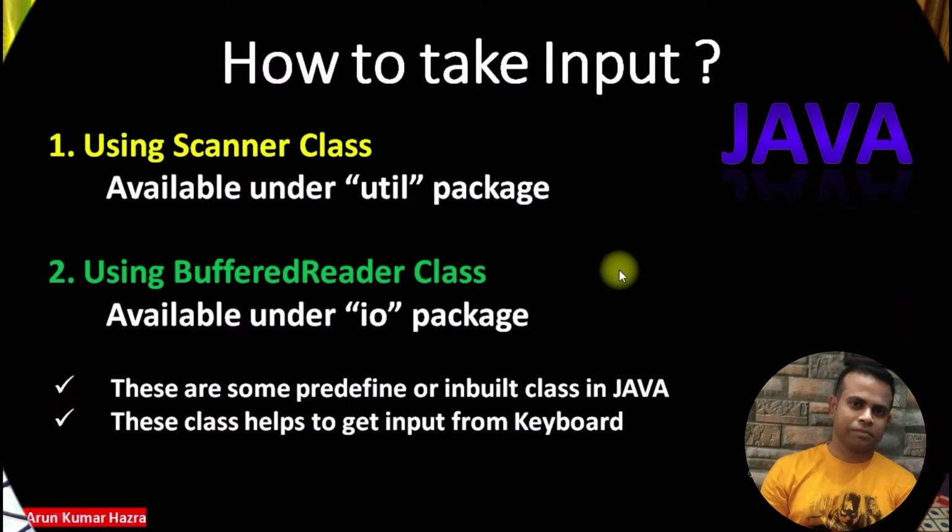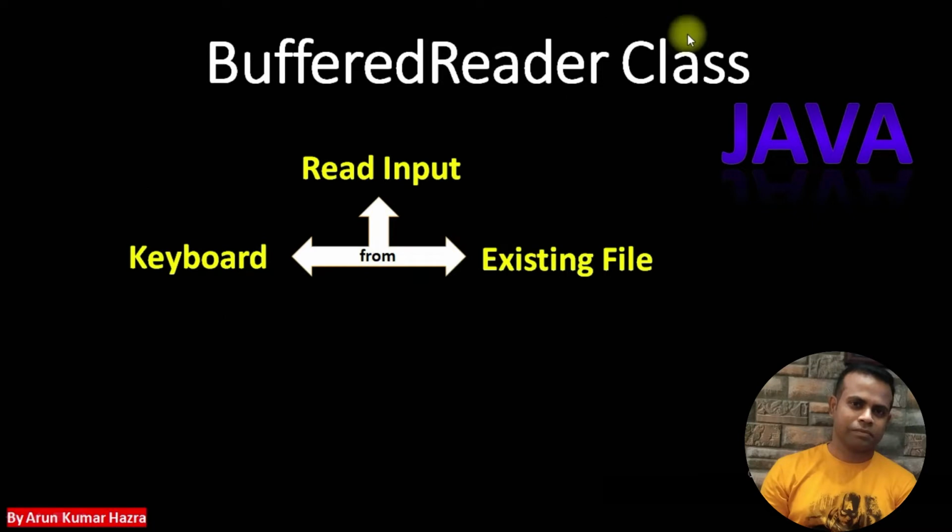In our last class we understood that to take input from the system we have two options in Java. One is with the help of the Scanner class, another is with the help of the BufferedReader class. Last day we learned the concept of the Scanner class, which is part of the util package. Today we will learn the BufferedReader class, which is part of the IO package. BufferedReader basically takes or reads input from the keyboard as well as from an existing file.